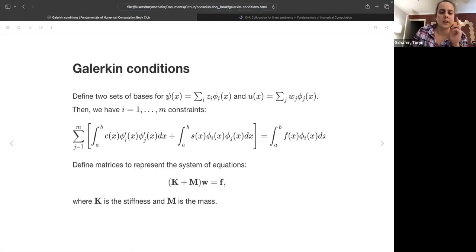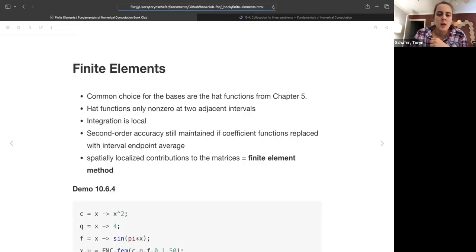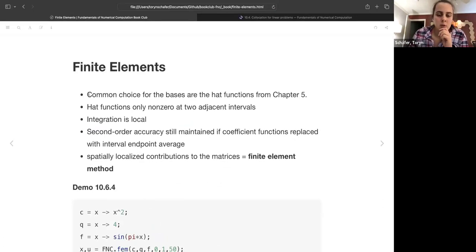So what we do is we take psi and u to be linear basis function expansions. So psi is z_i phi_i, and u is w_j phi_j. Okay, we plug those in. Now these are our constraints on the system. If we take these constraints and put them in matrices K and M, we have this system. K is this first part, I believe. This is the stiffness. M is the second part. This is the mass of the equations. We can choose phi_i and phi_j to be whatever we want. And the most common choice for those is hat functions.